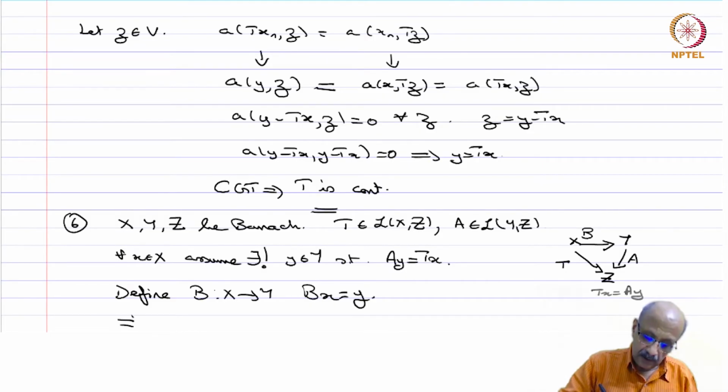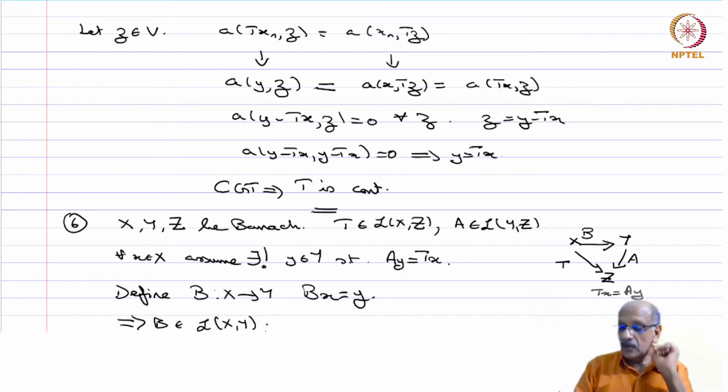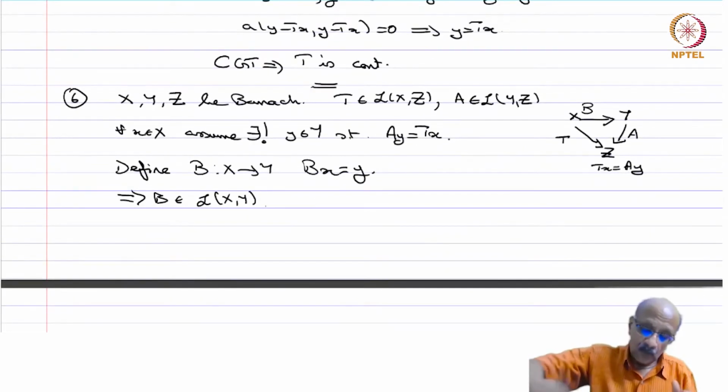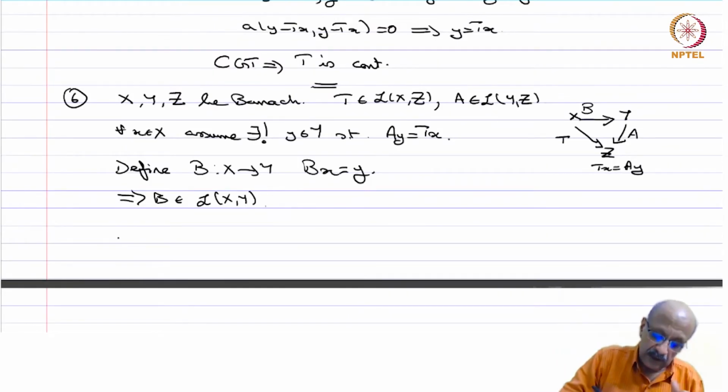Then B belongs to L(X,Y). B is a continuous linear operator. So B is linear, that's all, no problem. So we will just have to show continuity. Okay. So again we are going to use the closed graph theorem, one more application.